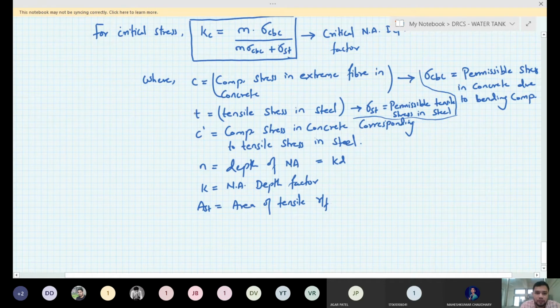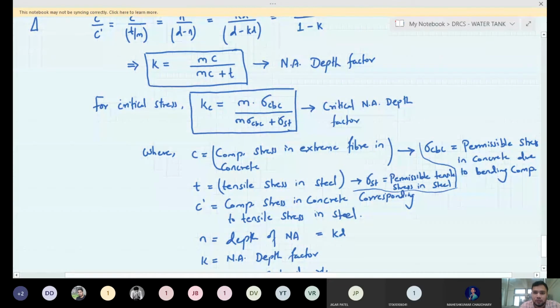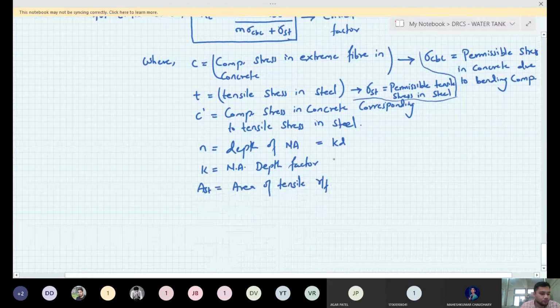So at any neutral axis depth, you will be using this formula, and for the axis x by d, you will be using this formula. In which you have to put the permissible values of the stresses, both concrete and steel. So you have to remember this formula for the design purpose.